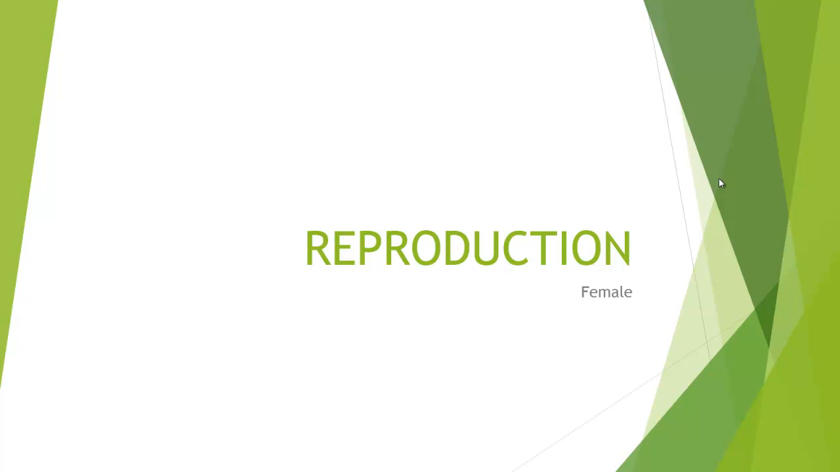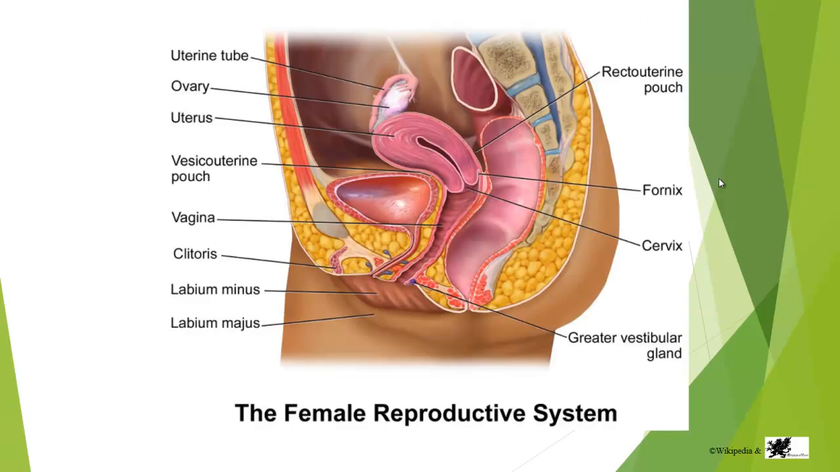Okay, so in this video, we will be talking about reproduction of the female. The primary sex organs are oval in shape and they're located in the pelvic cavity. The female reproductive system provides several functions.